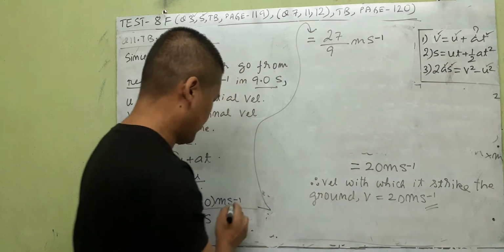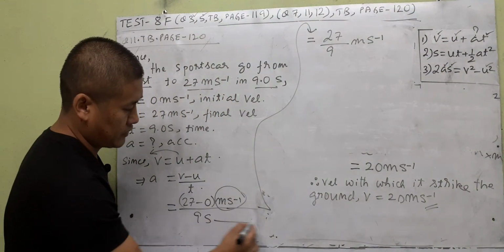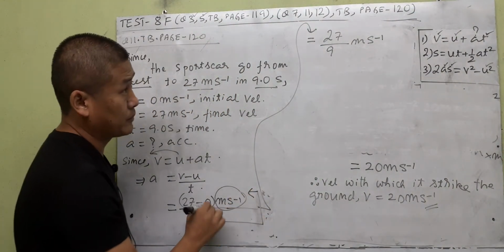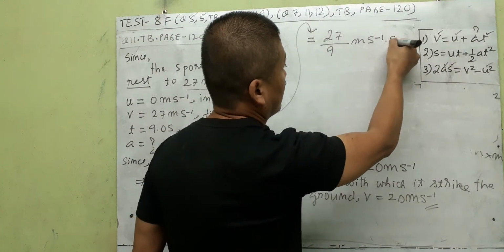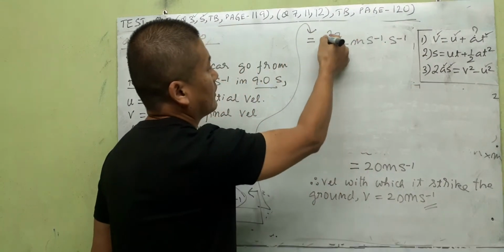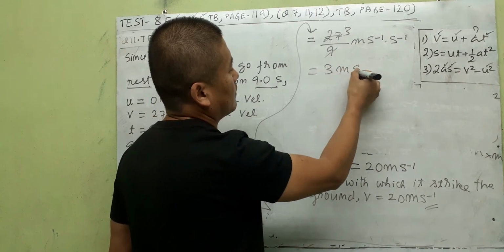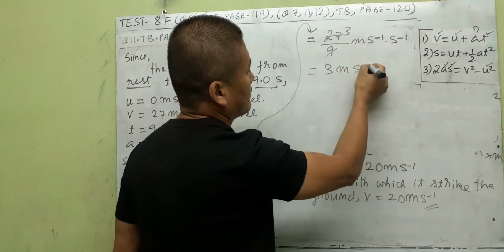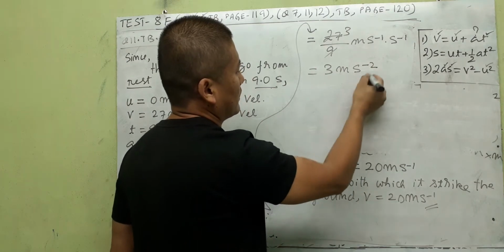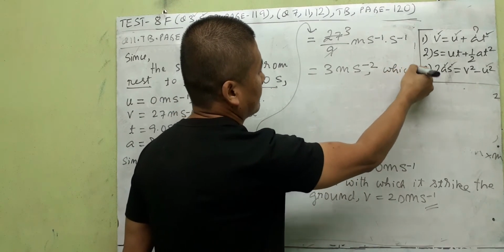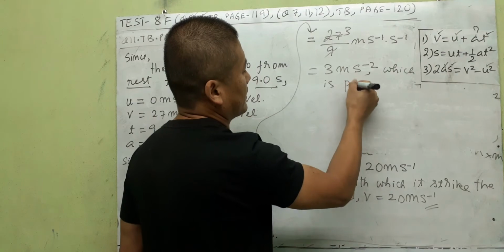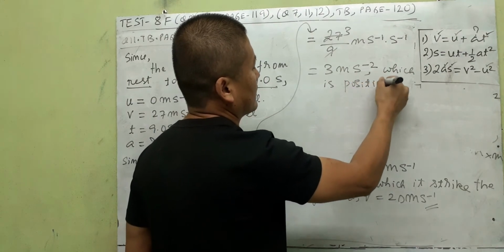We can see here this one, and you shift this one to the numerator. Second to the power plus 1 will become second to the power minus 1. So 9 3s are 27, so this is 3 meter per second to the power minus 1, minus 1 means minus 2, which is clearly positive. This is what the question is asking us.